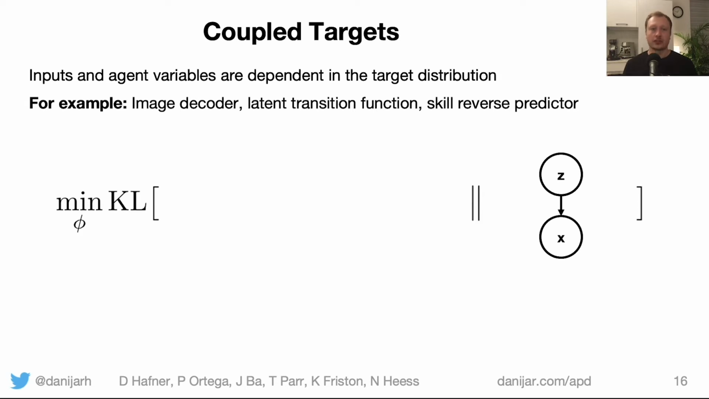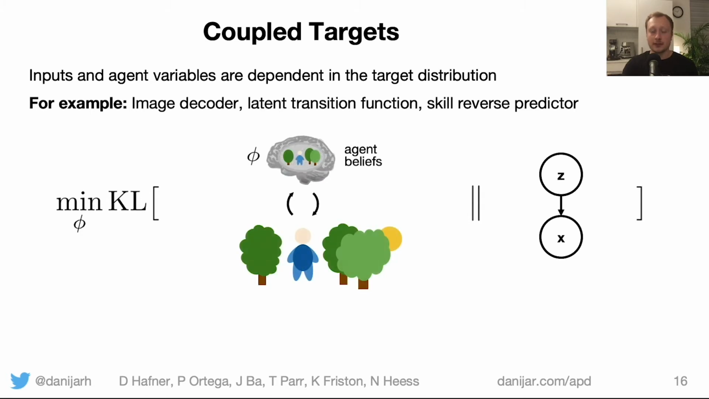On the other hand, there are coupled targets, as shown on the right, where the inputs and agent variables are dependent in the target distribution. Examples of these are probabilistic models that include an observation decoder, or a latent transition function, or a skill reverse predictor as used in option discovery. In trying to minimize the KL divergence to a coupled target, the agent will effectively also increase the correlations between inputs and its agent variables in the trajectory distribution.